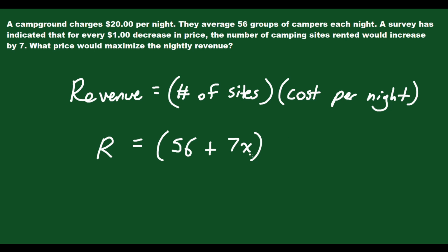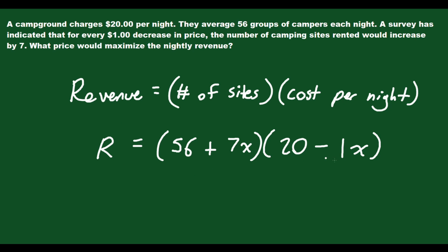So just like that, and then cost per night, well, the cost is $20 minus $1 times the number of decreases, right? So if you decrease the price once, this goes to 19. If you decrease the price twice, this goes to 18, right? And so on and so forth. And so the question is, what value of X would we have when the revenue is maximized?